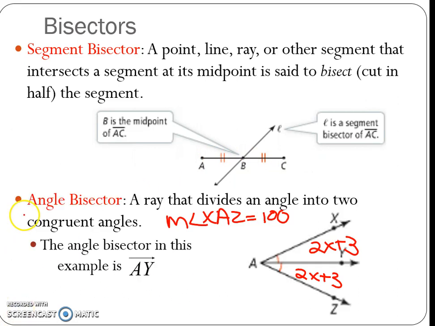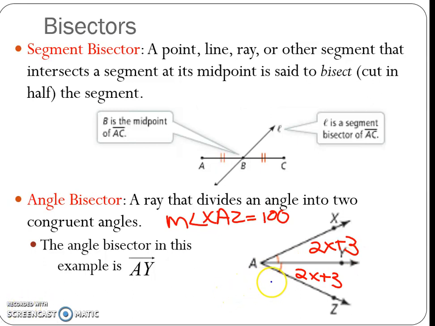Next thing we're going to see is the angle bisector. It is a ray that divides an angle into two congruent angles. The angle bisector in this example is ray AY. So right here you have angle XAZ, and this right here is the angle bisector, because these two, you see this arc, those are congruent. It shows that they're the same thing. So ray AY is the angle bisector.